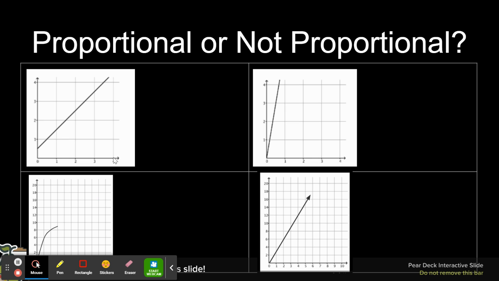Go ahead now and let's see if you think this one is proportional. Okay, what I'm going to have you do is when you answer this, you're just going to put 1, 2, 3, 4 in your answer so you can answer them all at the same time. And all you're saying is proportional or not proportional.